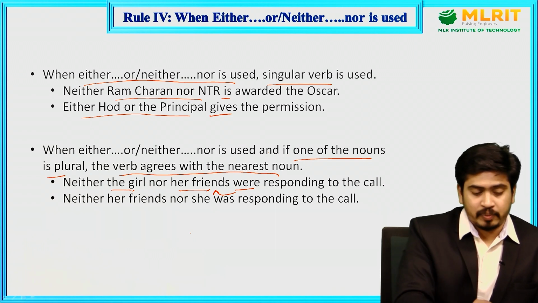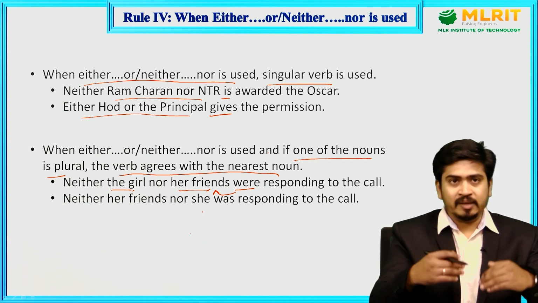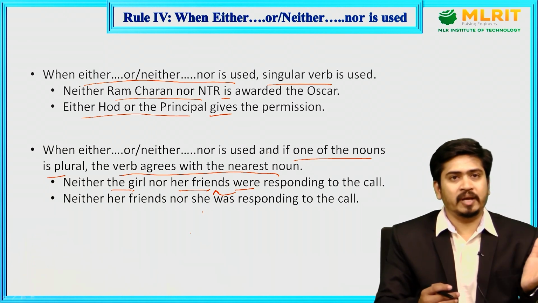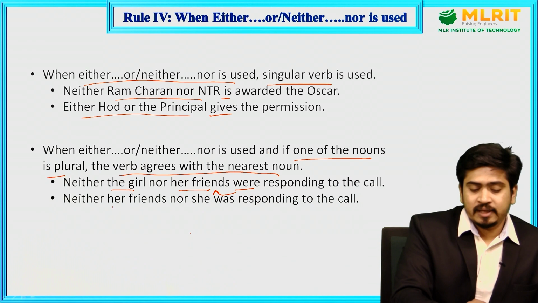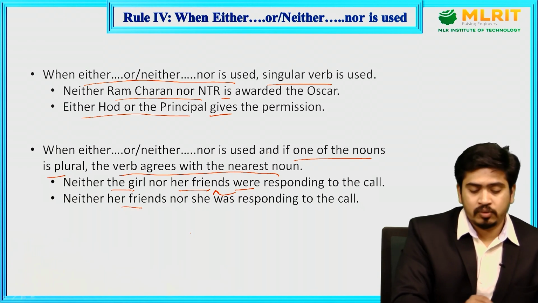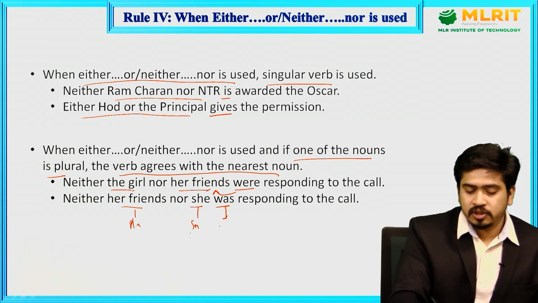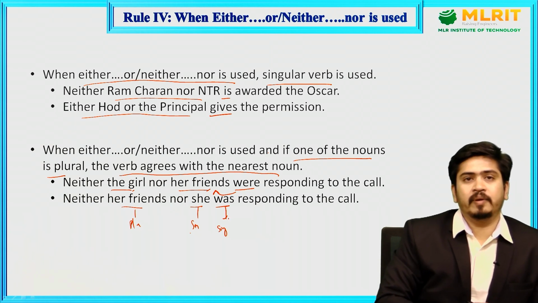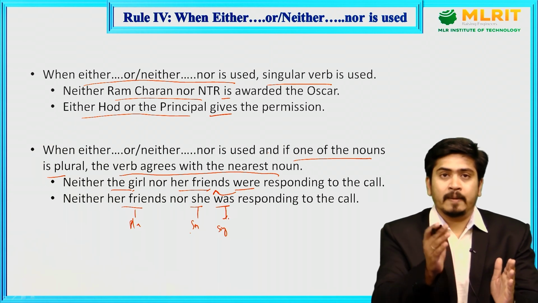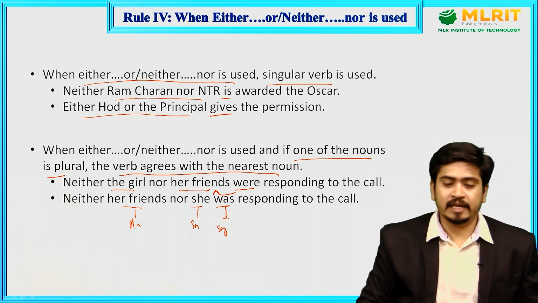Now another example, neither her friends nor she. The same sentence, the nouns are replaced. Neither her friends nor she was responding. First noun, second noun. This is plural, this is singular. So we used a singular verb here. So you understand this one? The verb agrees with the nearest noun. That is with either or, neither nor.